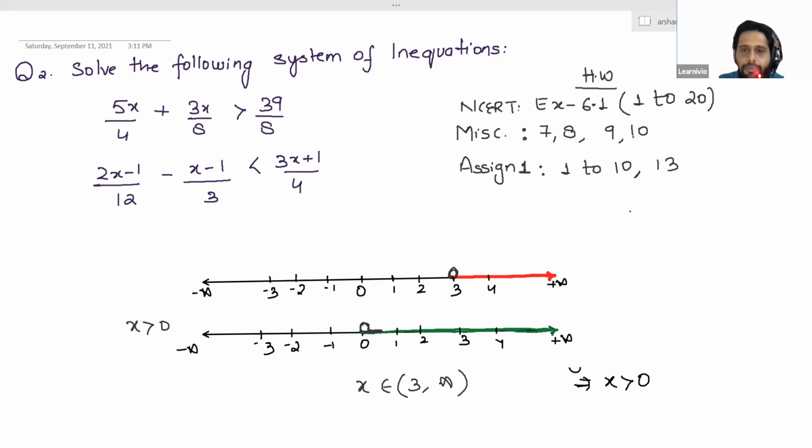Okay, Rishan? Other than this, Nishkar sir will share the assignments with you. So in assignment 1, you need to do question number 1 to 10 and 13. There might be some questions which we have already done in the class, and it's your choice if you want to repeat that. Otherwise, please do this completely.